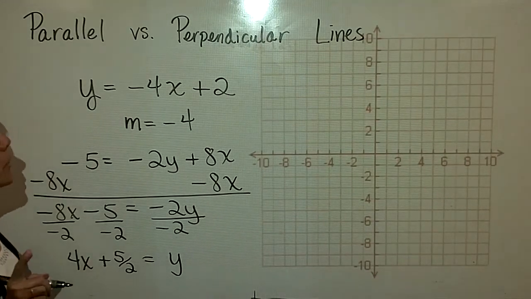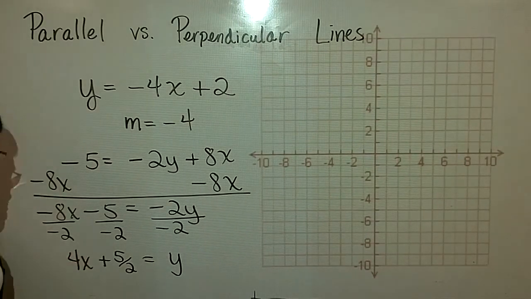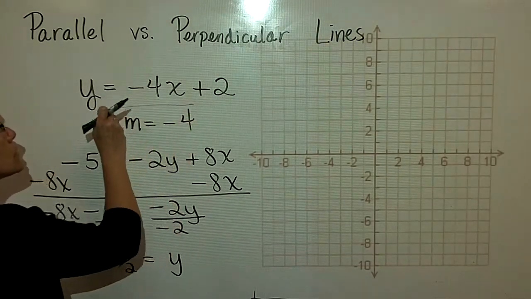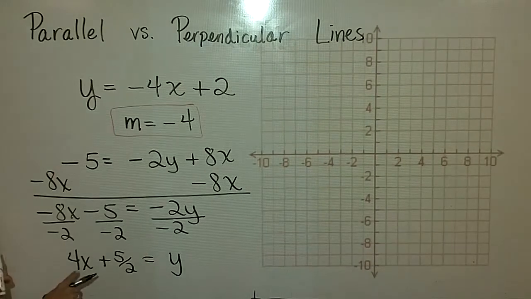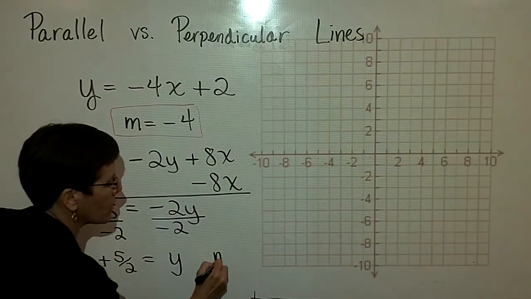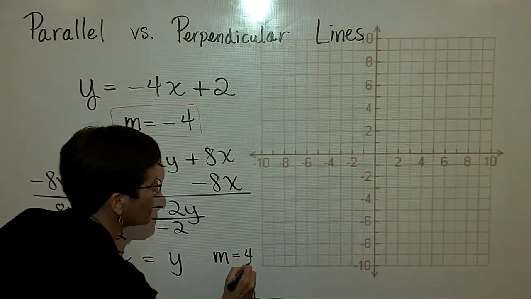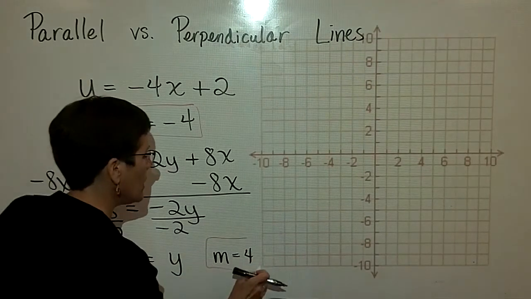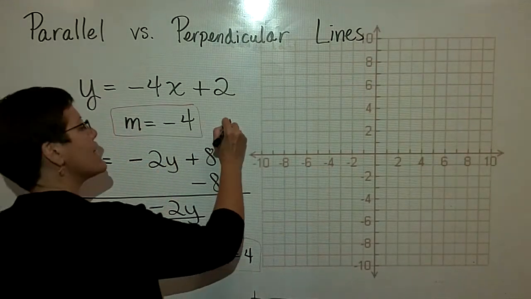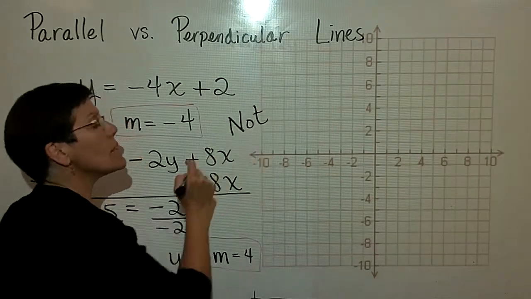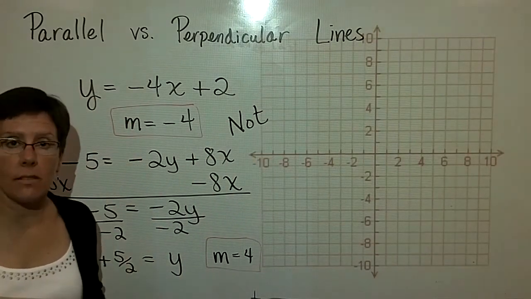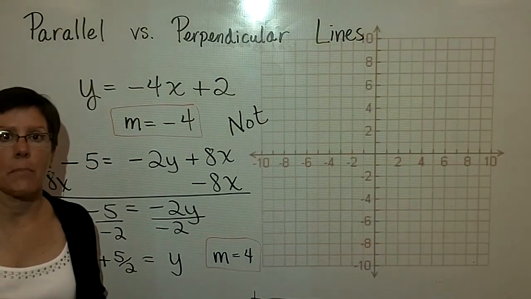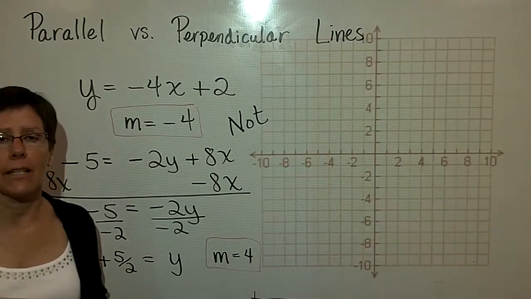All I care about, though, in these two problems is what their slopes are. I'm going to grab my red pen. So the slope of this one is -4, and the slope of the second equation is a positive 4. So these two equations are not parallel, because the coefficient in front of the x term, the slope, is not exactly the same. It has to be exactly the same for the lines to be parallel.